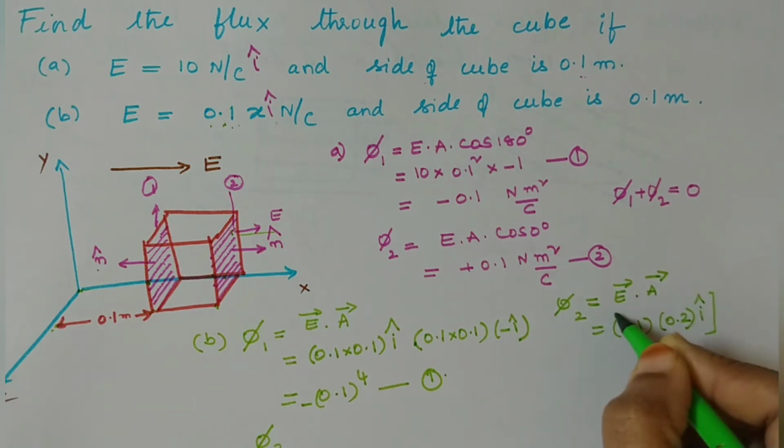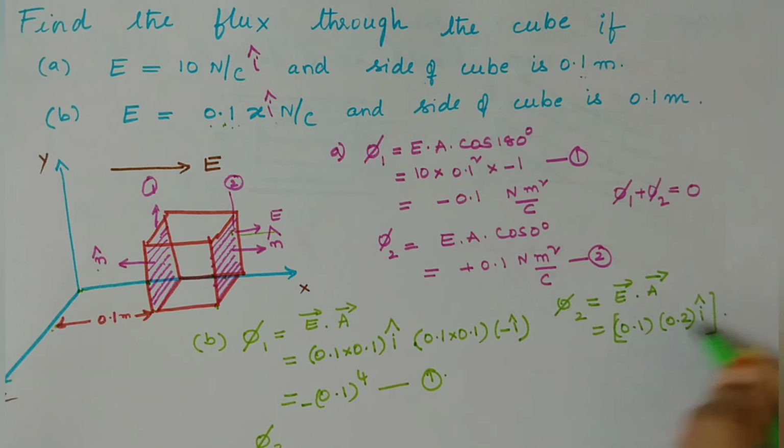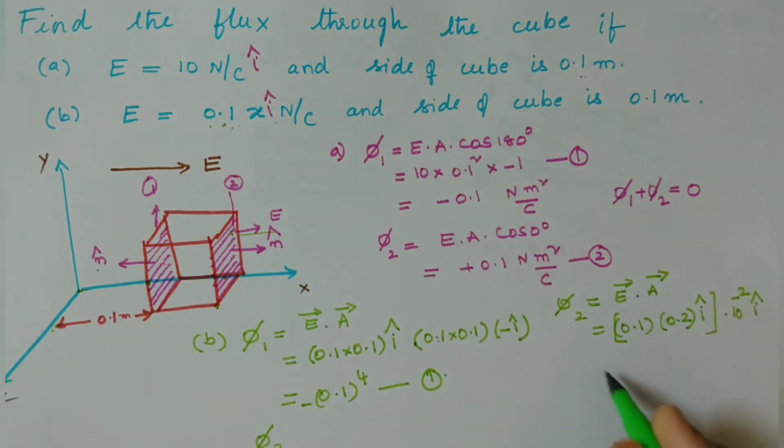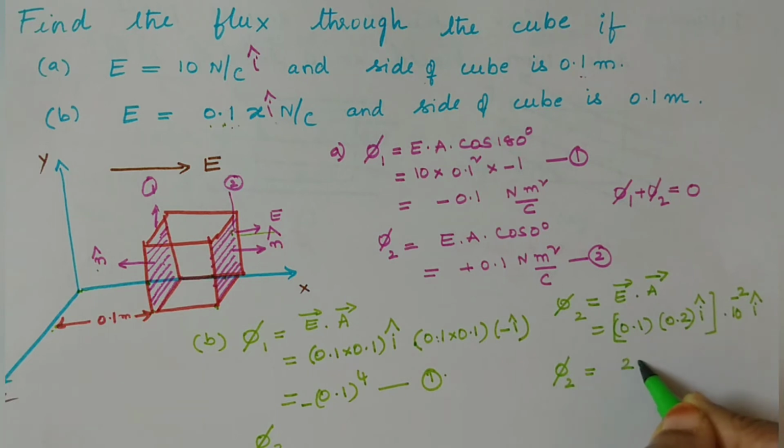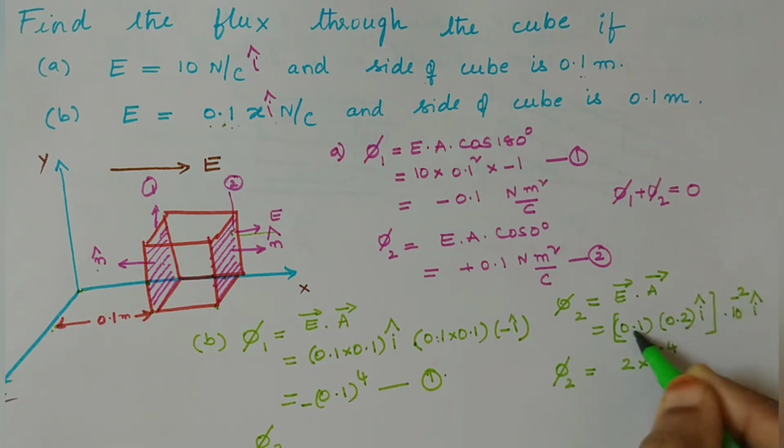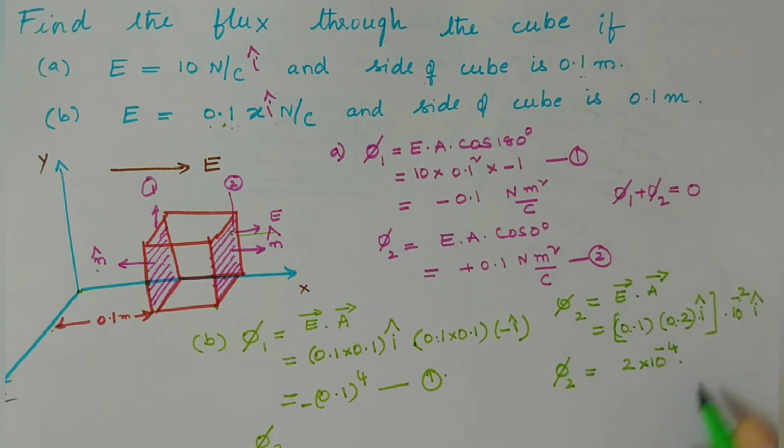This is one vector, into the area vector, which is as it is, 10 to the power minus 2 in positive x direction. Okay, it is in positive x direction. So phi 2 will come out to be 2 into 10 to the power minus 4, because 0.1, 0.2 and 10 power minus 2, I am writing it as 10 to the power minus 4. i dot i is 1. Call this equation 2.